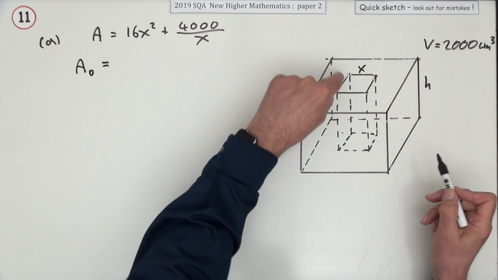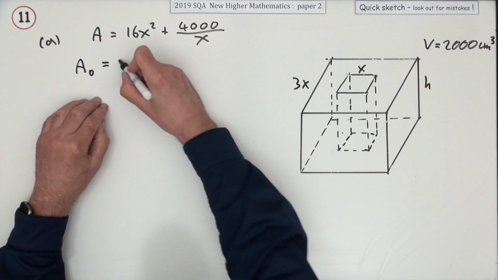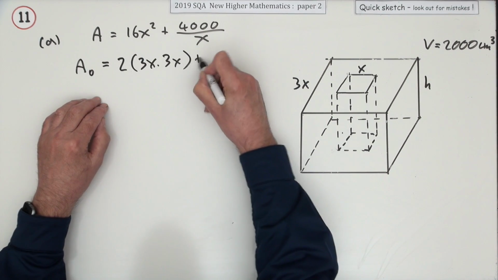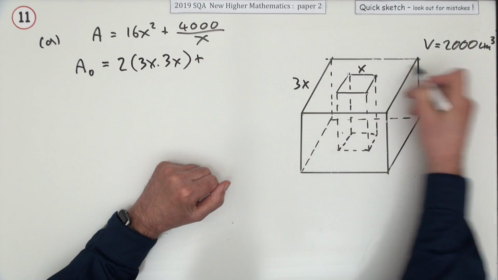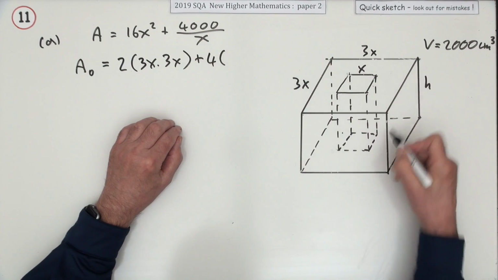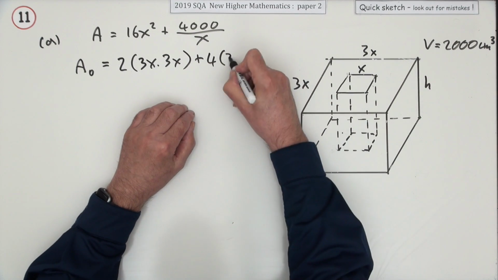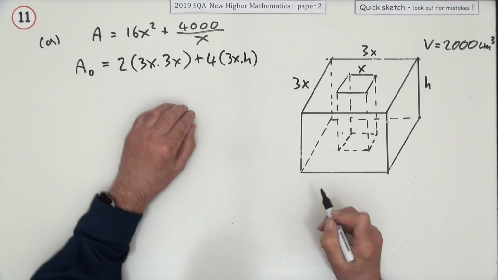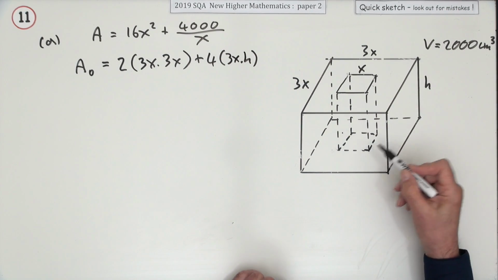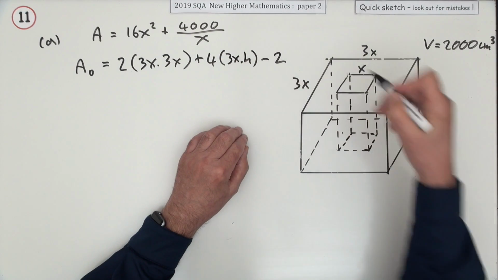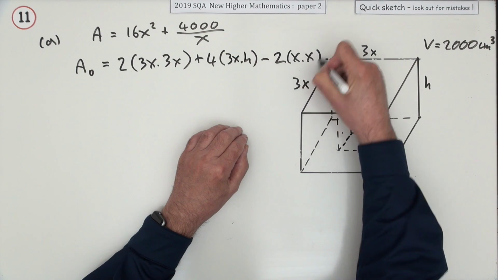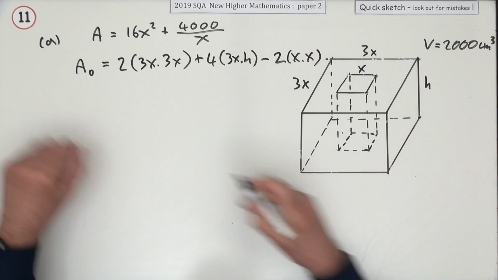So what would the area be of the, what I call it, the outside? Well, there's 2 parts, the top and the bottom are 3x by 3x. So it's 2 lots of 3x by 3x. And then the 4 sides are the same because those are squares, remember it's 3x by 3x. So there's 4 lots of, and the sides will be 3x by h. But that includes this little square in the top and this little square in the bottom. So I'll have to subtract 2 of those little squares, 2 of those x times x's. And that's just the outside.